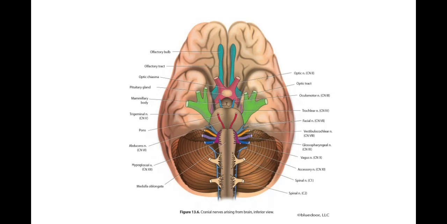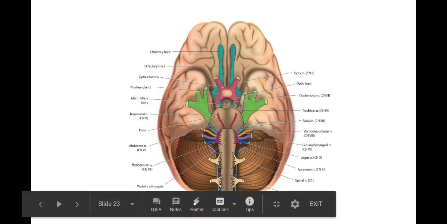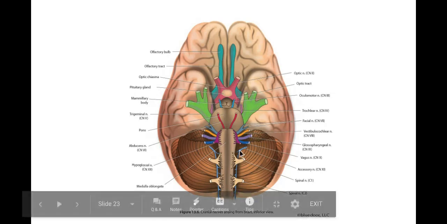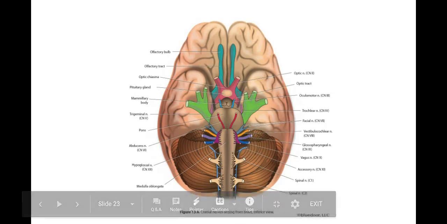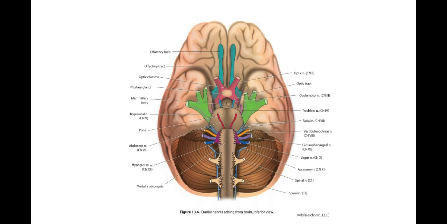Number 9 is your glossopharyngeal nerve. That's going to be for taste as well as for swallowing and speech. Right underneath that is going to be your vagus nerve. Your vagus nerve is sort of down towards the medulla oblongata and running down along your spinal cord. The vagus nerve is going to be for general senses in your pharynx and epiglottis, so like in your throat. It's also for swallowing, coughing, speech. It directs your heart, lungs, and digestive tract.